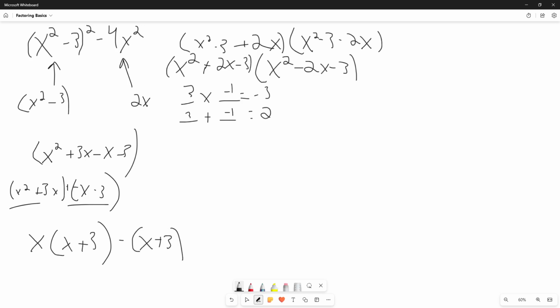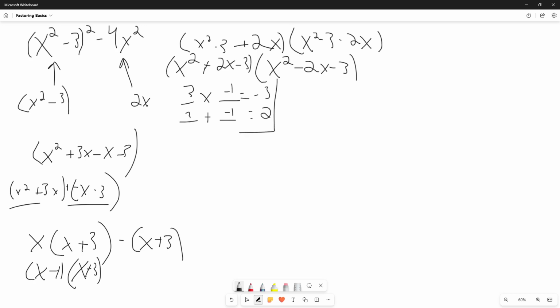So from the first factor of x squared plus 2x minus 3, we get x minus 1 and x plus 3. That comes from our first term. Now let's move on to the second term.